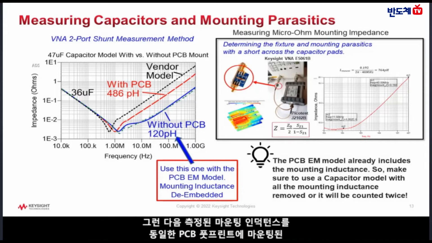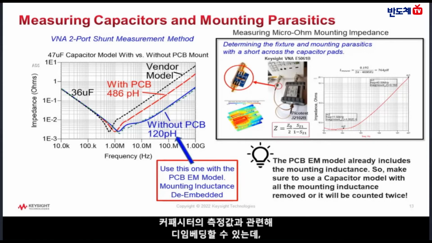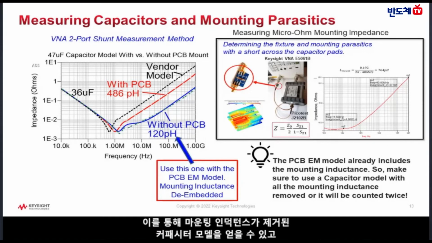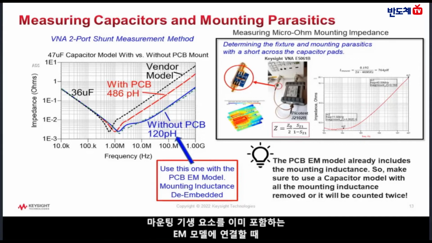This measured mounting inductance can then be de-embedded from the measurement of the capacitor mounted to the same PCB footprint, but with no short. This results in a capacitor model with the mounting inductance removed and is exactly what is needed for connecting to an EM model that already includes the mounting parasitics.